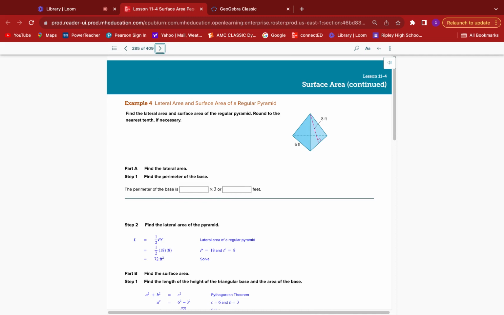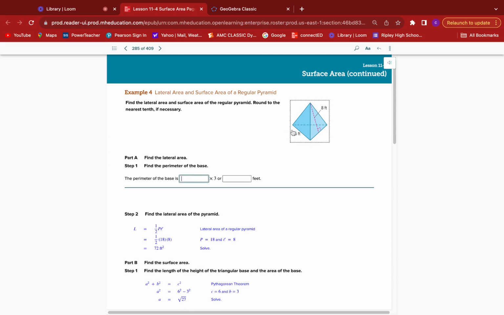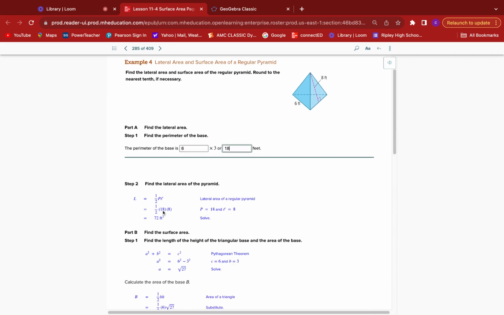And they want us to find the lateral area and surface area of this rectangular. No, it's not. It's a regular triangular pyramid. All right, so all three sides of this triangle are 6 because it says it's regular. All right, we got to find the perimeter. So we're going to add 6, 6, and 6. Or you can just say, hey, it's 6 times 3, and that's 18. So your 18 goes right there for the perimeter of your base.